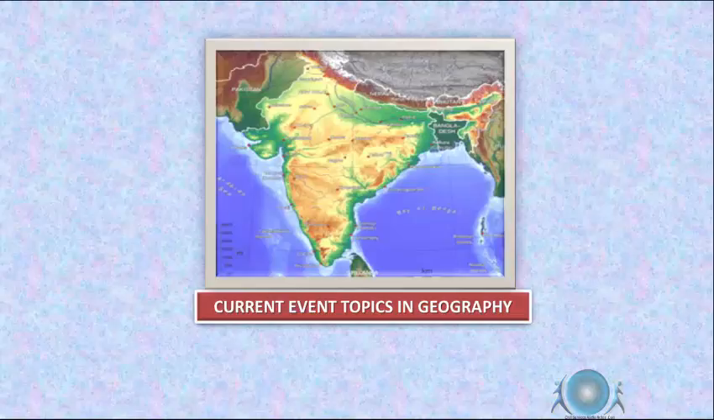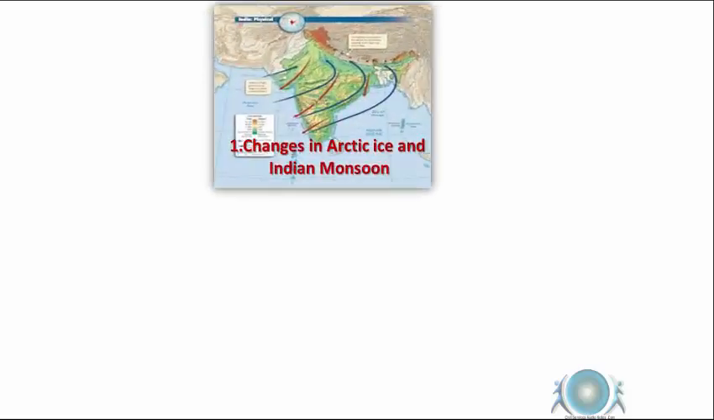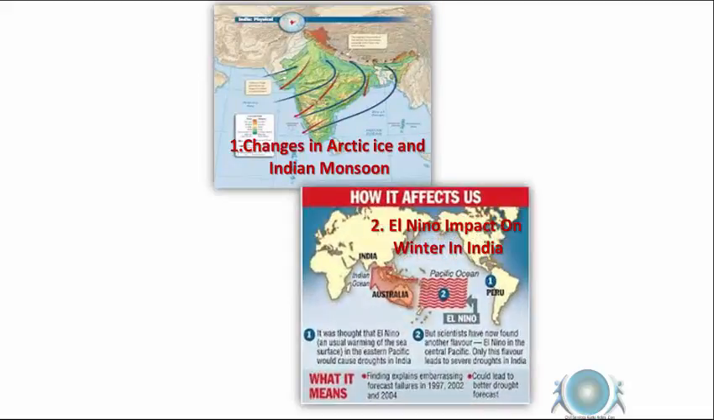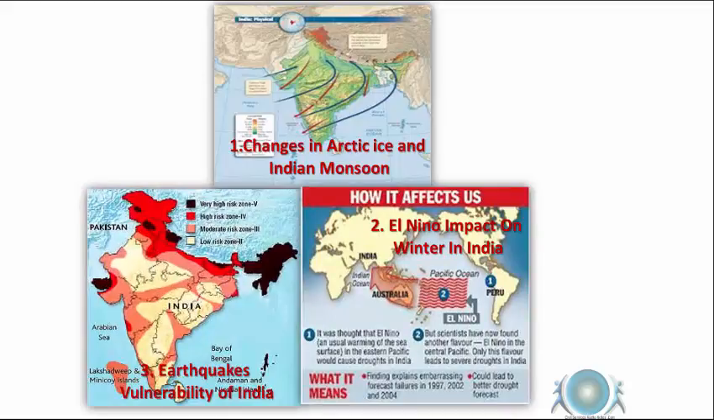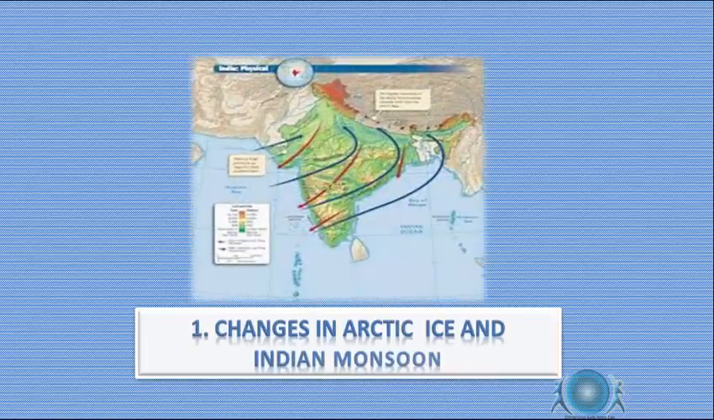These topics are changes in the Arctic ice and Indian monsoon, El Nino effect on the winter in India, and third, earthquake vulnerability of India. Now let us start with the first topic, that is the changes in the Arctic ice and Indian monsoon.